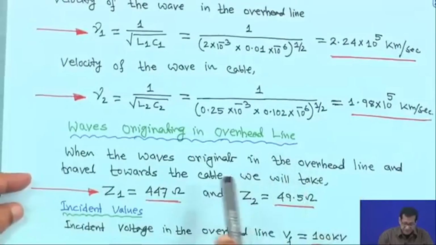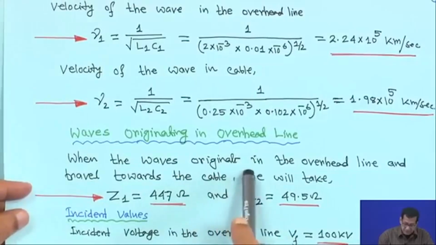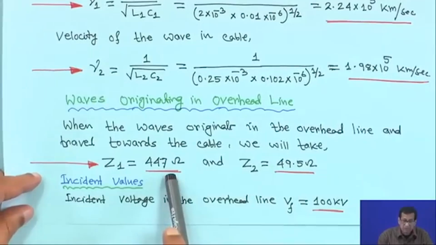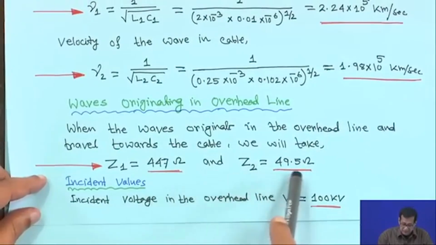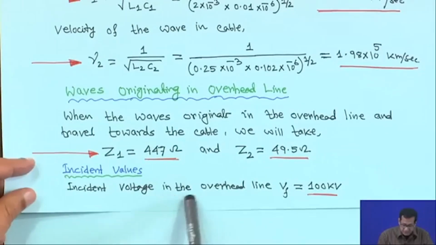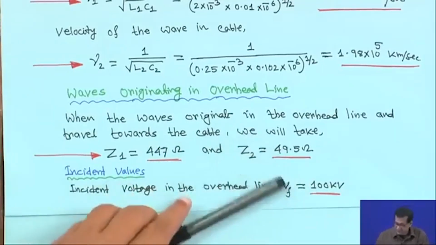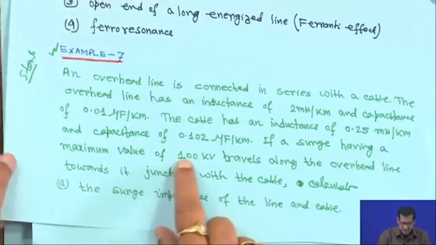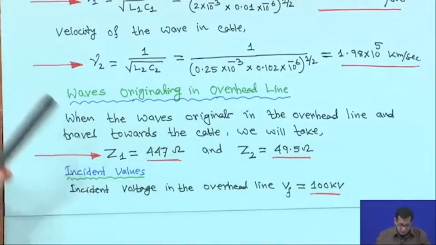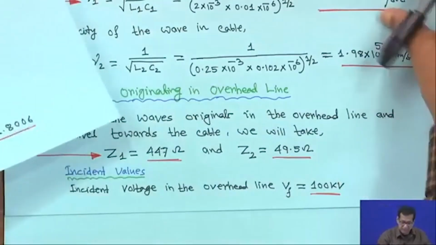After making all this, now consider waves originating in the overhead line first. When the waves originate in the overhead line and travel towards the cable, we will have Z1 equal to 447 ohm and Z2 equal to 49.5 ohm. Now, the incident voltage in the overhead line is given, the maximum value of 100 kV. So, the incident voltage Vf is equal to 100 kilovolt.